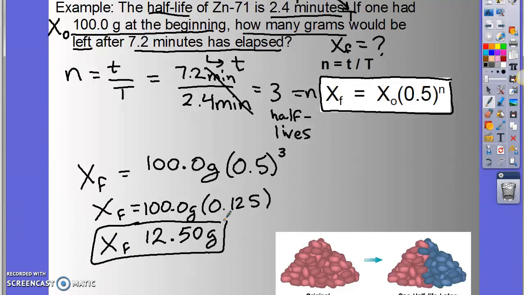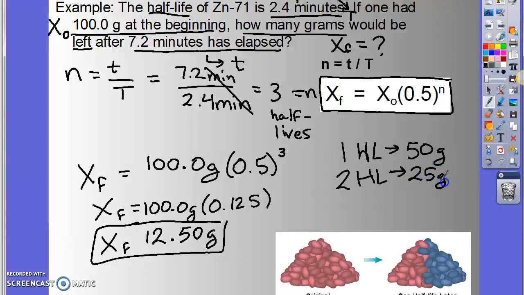Let's just make sure this makes sense. If I started out with 100 grams and I've gone by 3 half-lives, after the first half-life, I should have how much left? Well, 100 grams, half of that would bring me down to 50 grams. After the second half-life, how much should I have left? Now I should have half of 50, which is 25 grams. And then after the third half-life, I should have how much left? Half of 25, which is 12.5. So we have calculated this correctly, and we have arrived at the correct answer.